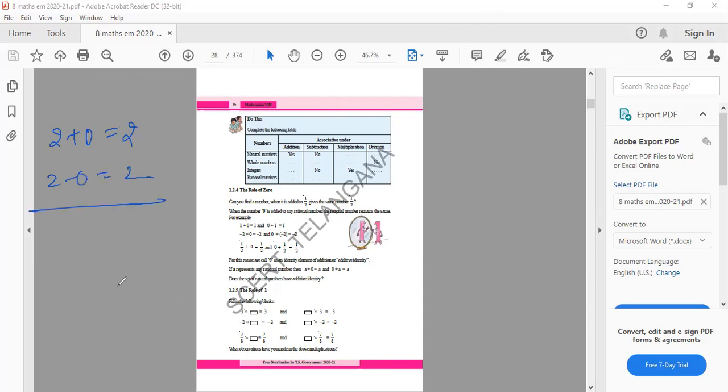And come to the role of the one. Something you multiply with one, that only will come. Nothing will be different. Now this is 3 into 1, 3. Minus 2 into 1, minus 2. Nothing will change. Every answer should be the same. So something you multiply with the one, you are going to get the same answer. So that is the role of the one and the role of the zero.